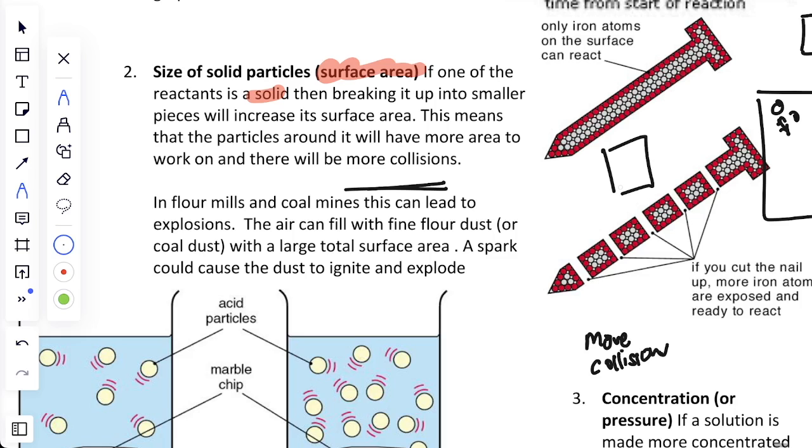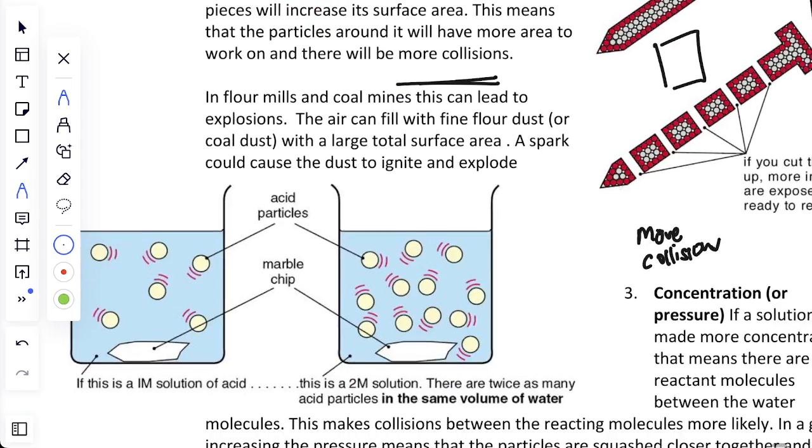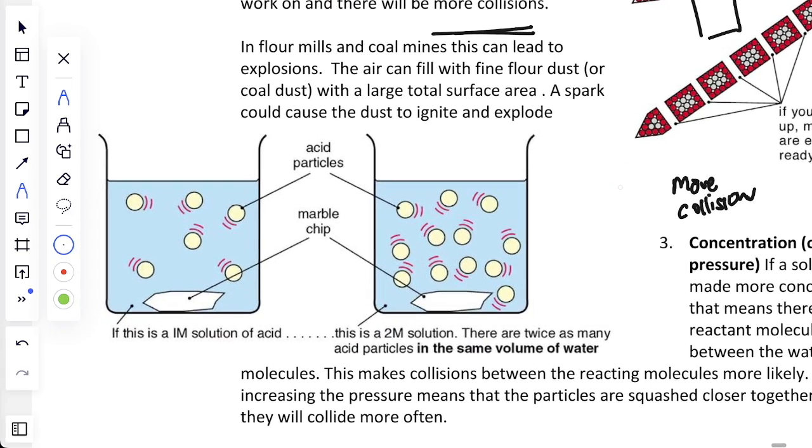Here they've given us another example. In flour mills and coal mills, this can lead to explosions. The air can fill with fine flour dust or coal dust, and with a large total surface area, a spark could cause the dust to ignite and explode. So what they're simply saying is that you have to be really careful, because if the surface area is too much, it can explode. So you also have to take that into consideration.